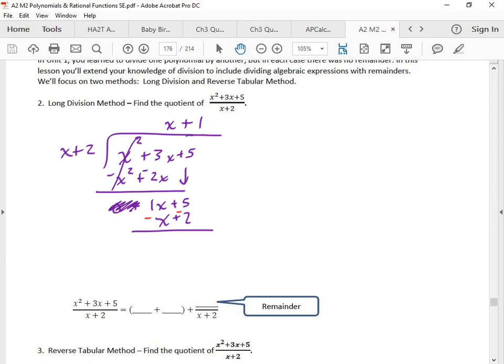So this goes away. I get 0 when I add those together. Plus, and what is 5 plus negative 2? We get 3. Okay, do we have anything else to bring down? No. So what you do is this.